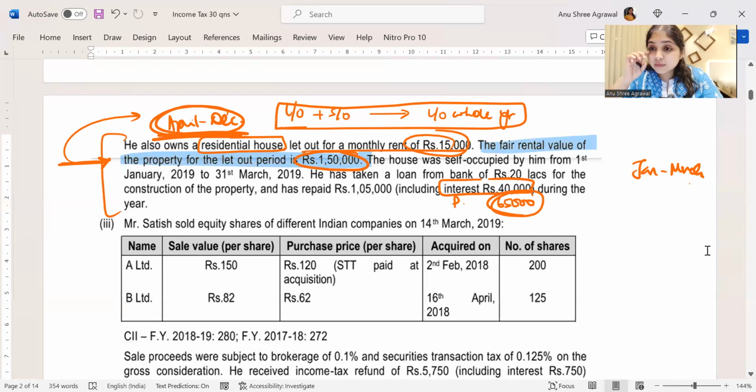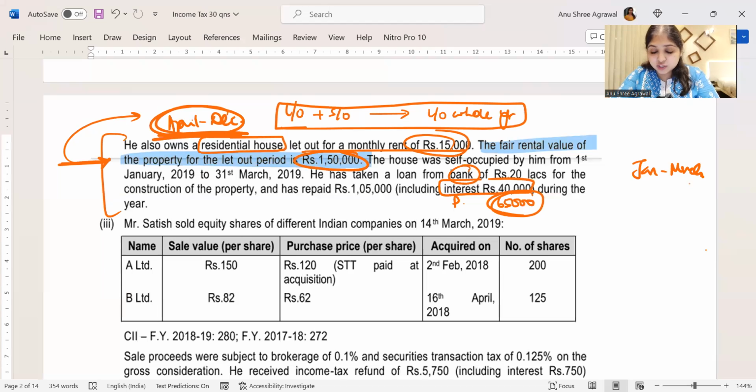See, principal repayment will go to 80C only if some conditions are fulfilled. You should have borrowed the loan for purchase or construction of the property. Did you borrow the loan for purchase or construction of the property? Yes. The lender is a bank. Is that okay? Yes. The lender has to be a bank or government or employer and all. Can the lender be your friend? Can the lender be your relative? No.